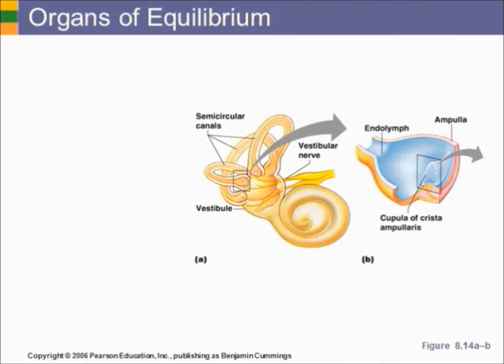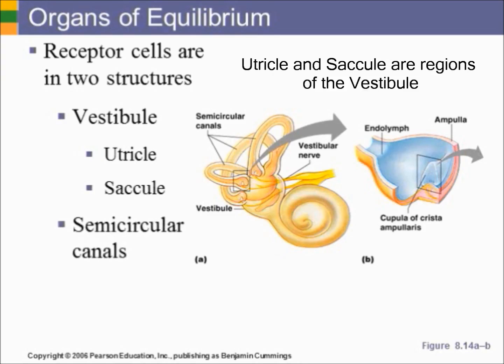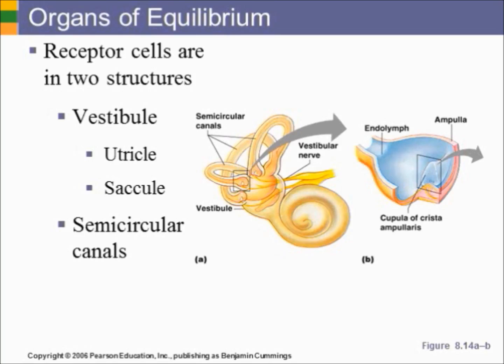Okay, let's turn our attention now to balance, or equilibrium. The receptor cells for balance, again, are mechanoreceptors, just like hearing. They're going to be in the vestibule, which includes the utricle and the saccule, and the semicircular canals. Now, let's take a closer look here.